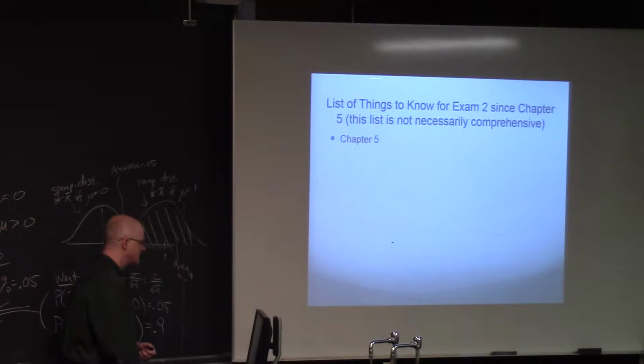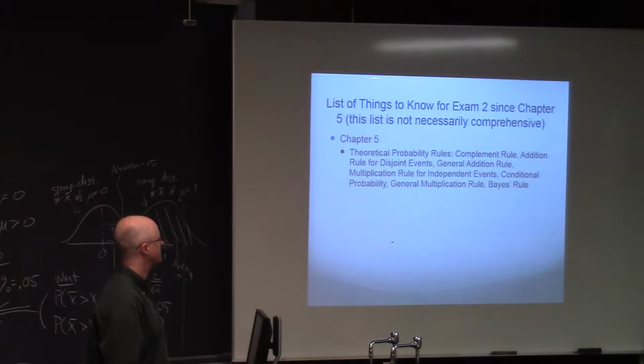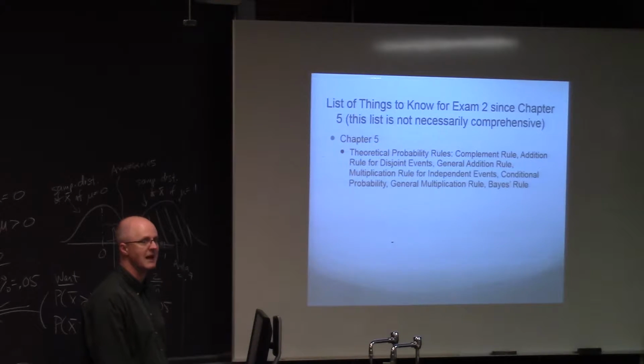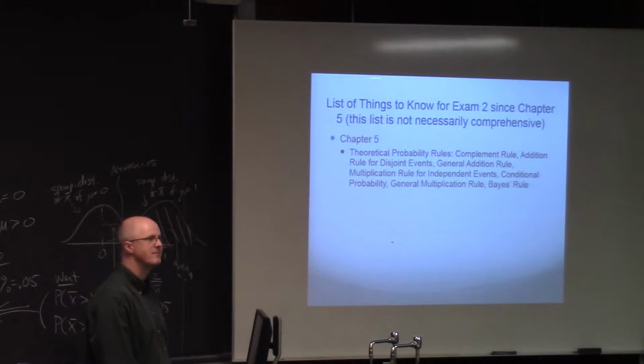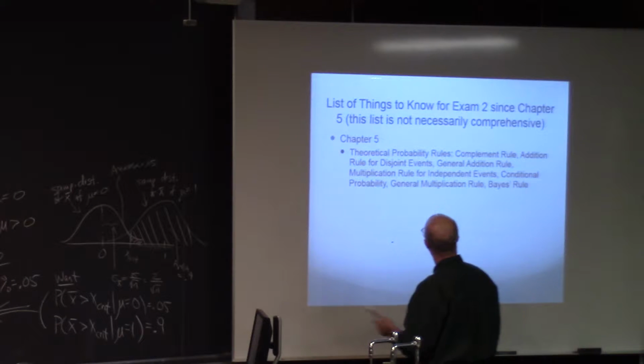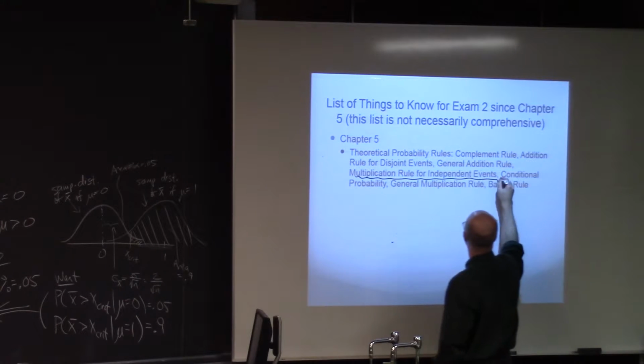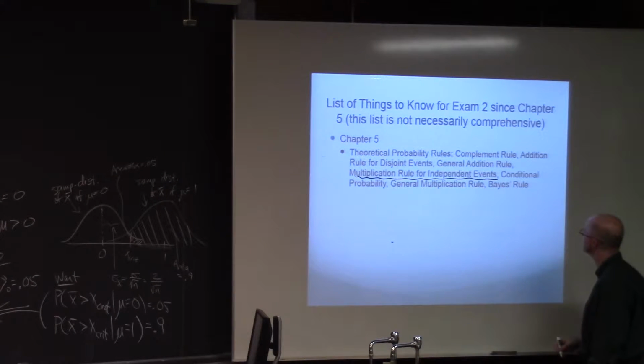Yes? Chapter 5, that was about probability. Theoretical probability rules. They have names. The complement rule, the addition rule for disjoint events, the general addition rule, the multiplication rule for independent events, conditional probability and a formula for conditional probability, the general multiplication rule, and Bayes' rule. Lots of rules there. Maybe I'll highlight perhaps the most important one, though these are all important. And that's the multiplication rule for independent events.